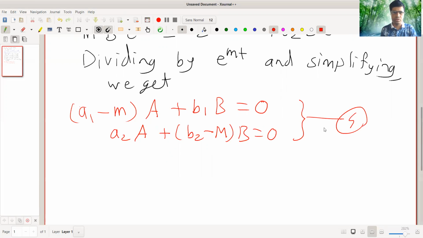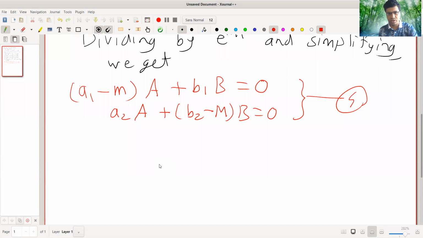This is a system in capital A and capital B. Okay, so this is a linear system of equations in capital A, capital B. This has the trivial solution, capital A equal to 0, B equal to 0. But we don't want the trivial solution. So a non-trivial solution exists if the determinant of coefficients is 0. So let us see.